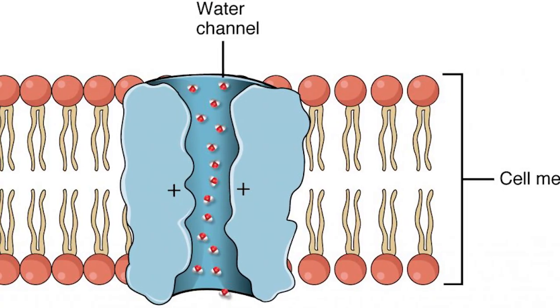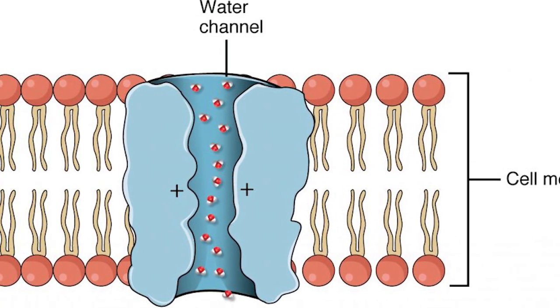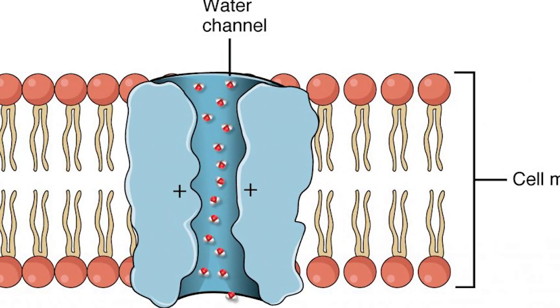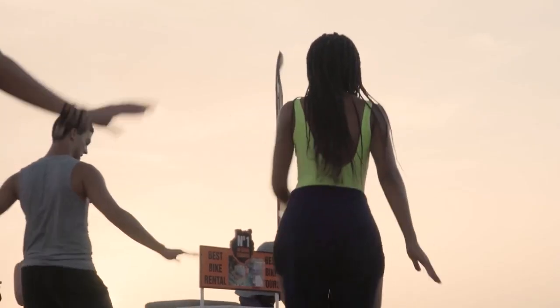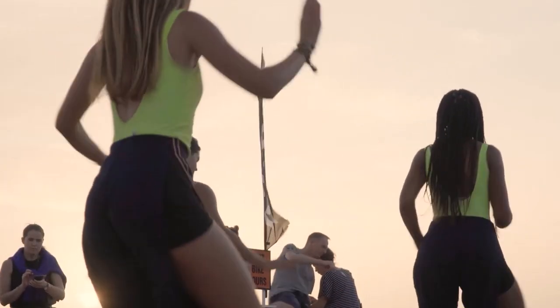Water carries energy-producing substances from the environment into the cells. Water also carries wastes from inside the cell to the outside. Great job until now. You nailed most of it.